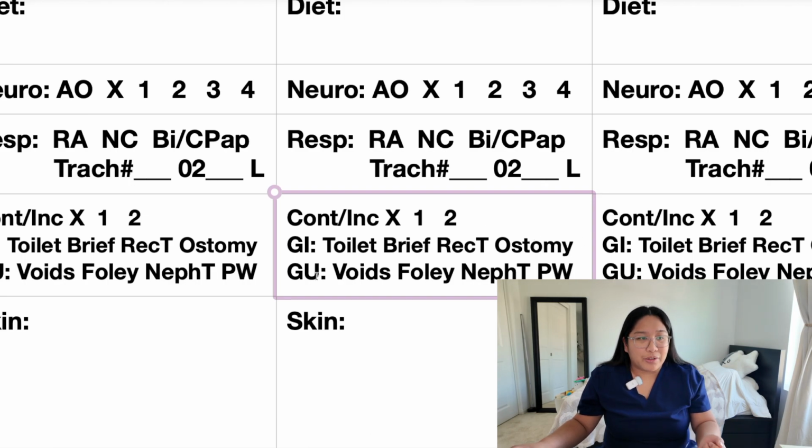GU, which is the urinary things, is voiding independently here. Foley, I'll put the date at which they inserted the Foley catheter and the French size that they used. Remove at 6 o'clock, which is common after surgeries. Or let's say they've already removed the Foley catheter and they're due to void, meaning they haven't voided yet, but in a certain time frame, like 4 to 6 hours, they need to pee. So you need to put it there.